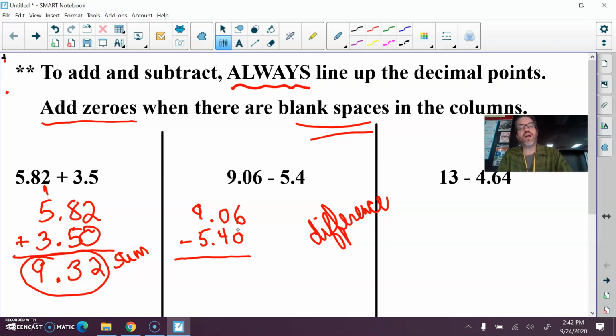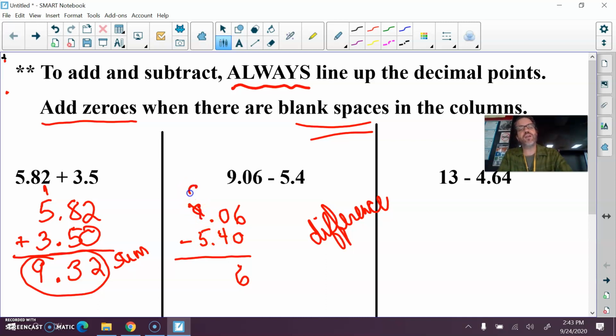And now I'm going to subtract. 6 minus 0 is 6. 0 minus 4, well, that would give us a negative value. We don't want that to happen when we're subtracting, because I can see that top number is larger than the bottom. I shouldn't get a negative value. So I need to do some regrouping.